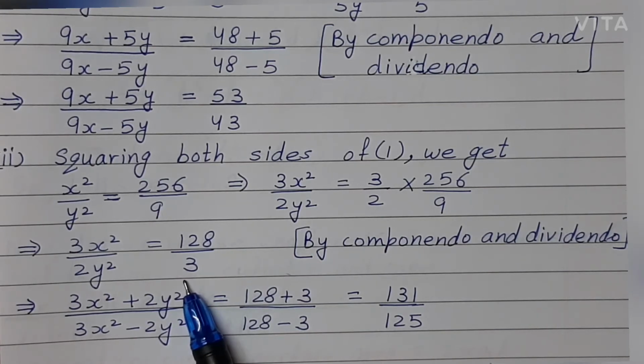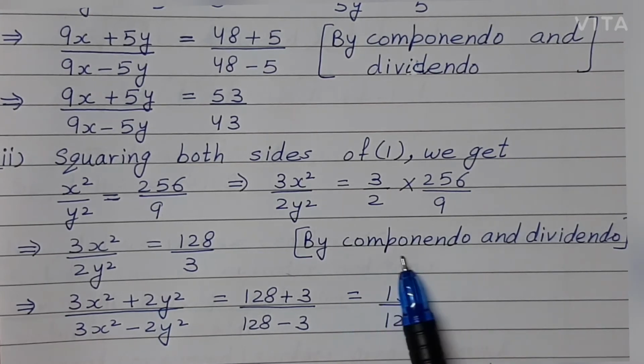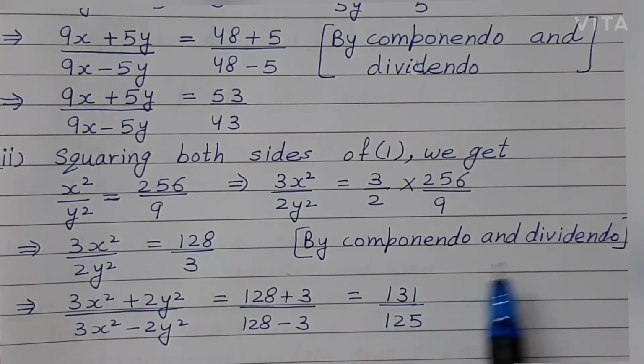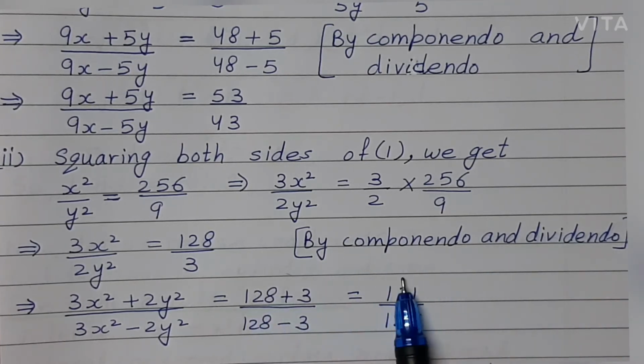Now, students, what is the next step? Yes, we will apply componendo and dividendo. Clear? So, applying componendo and dividendo, we will get 131 upon 125, which is the answer. I hope it is clear to everyone now.